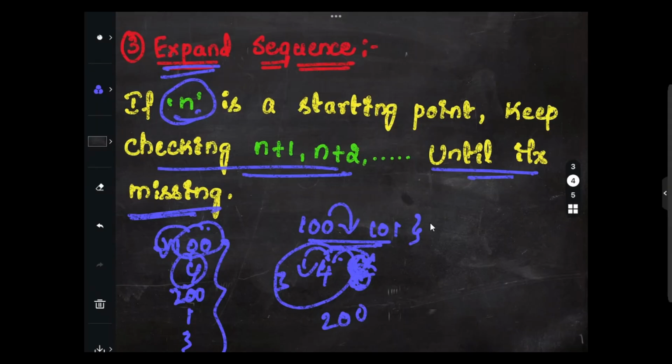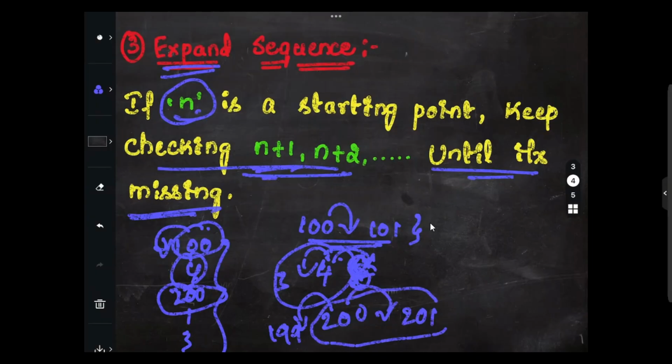So next we will go for 200. We will check for the previous number. Here 199 is not present, right? So next we will check for the next number, 201. N plus 1 we have to check for. 201 is not present in the set. So what we will do, we will ignore 200 as well.